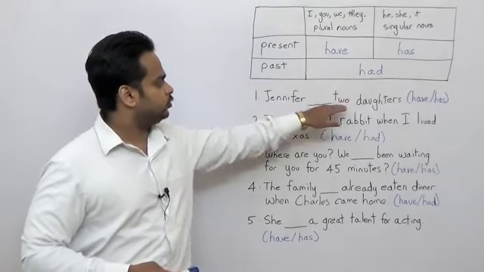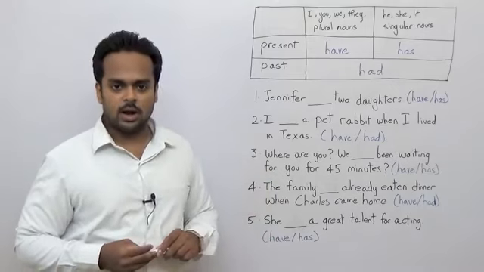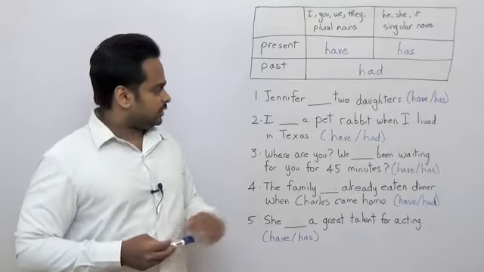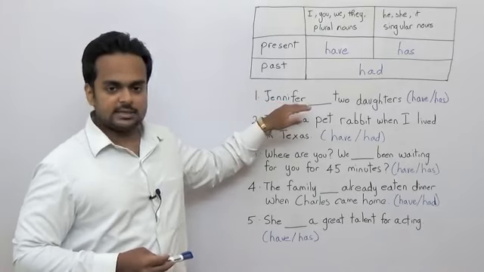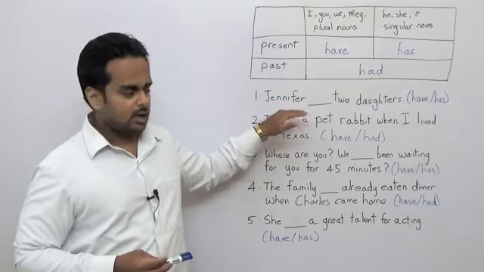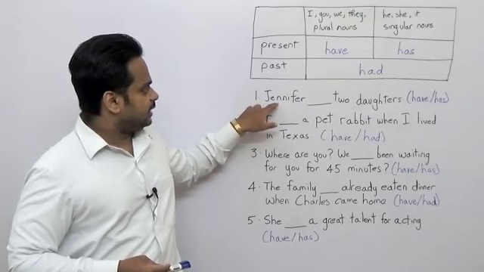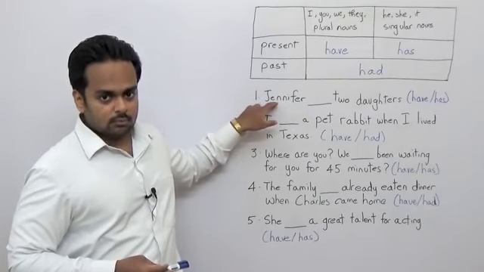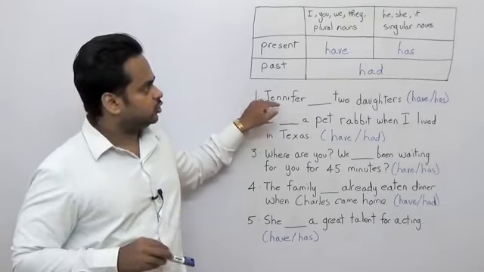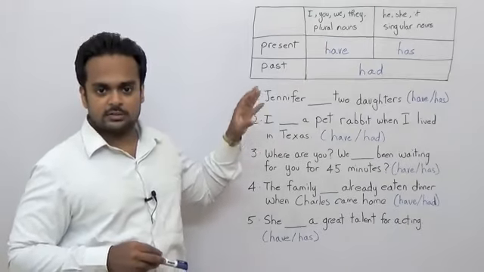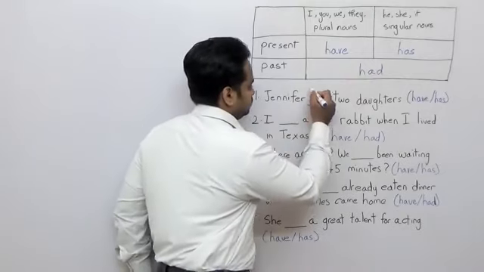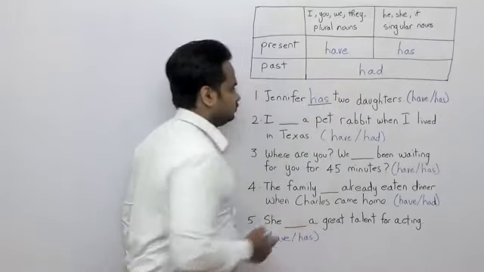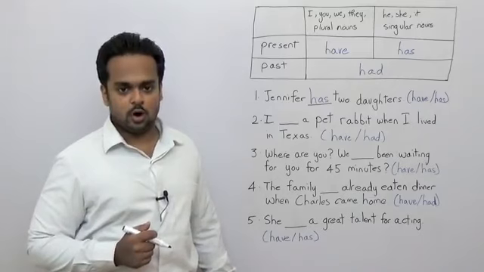Jennifer, blank, 2 daughters. Is it have or has? Well, the subject of this sentence is Jennifer, and this sentence is in the present tense. Jennifer is a noun. She's only one person, so she is a singular noun. Jennifer is a singular noun, so we use has. Jennifer has 2 daughters.